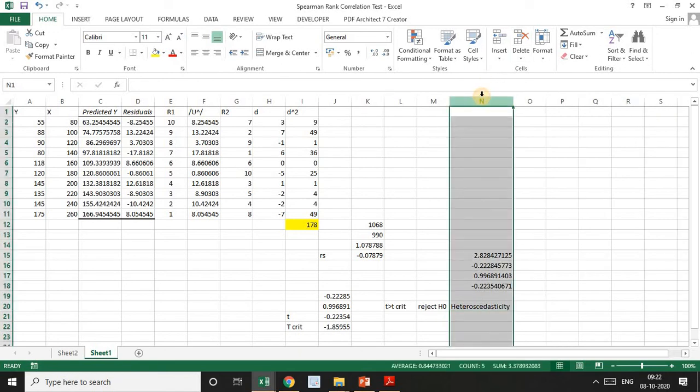Okay, so when you reject the null, you have to accept the alternative. So the alternative is equal to heteroscedasticity. So what the answer is, there is a problem of heteroscedasticity in this data.